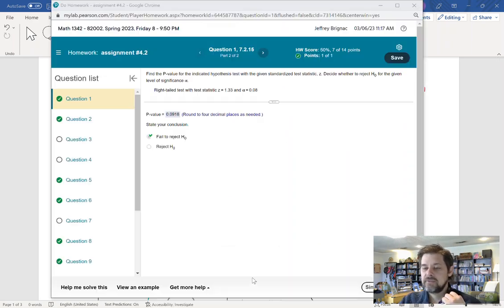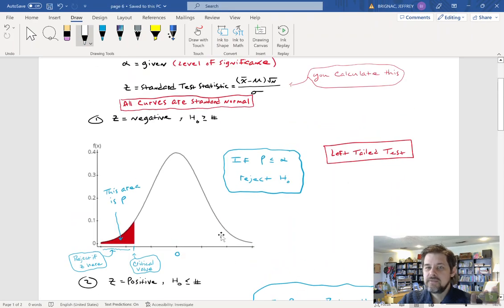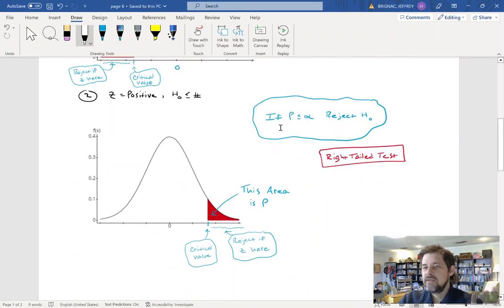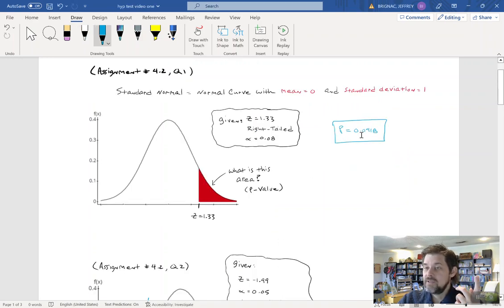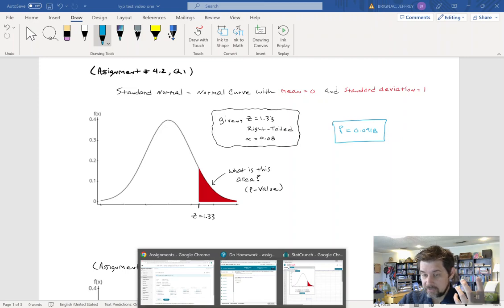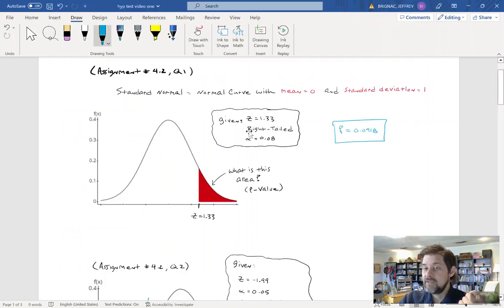As far as the rest of the question goes, it says, with that number, would you reject H naught, the null hypothesis, or fail to reject it? Let's go back to what my initial criteria were. Right-tailed test: if the p-value is less than or equal to alpha, we reject H naught. So I got p to be 0.09 and alpha is 0.08. It's not less, so we wouldn't reject, just based on the brute facts of hypothesis testing. That's why I say fail to reject. The p-value would have to be less than alpha to reject the null hypothesis.